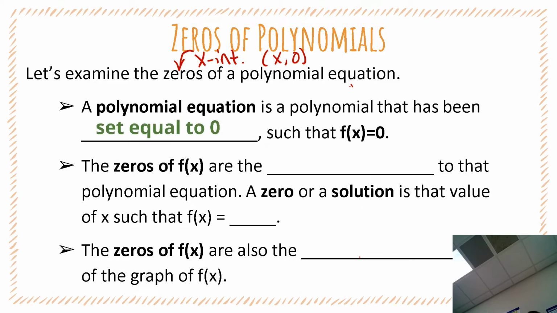Good. So a polynomial equation is a polynomial that has been set equal to 0, such that f of x equals 0. So when we set y equal to 0, that's when we're finding the roots, the solutions, the x-intercepts, the zeros. The zeros are the solutions. So another name for zero is solution. Again, it's what value of x when we set f of x equal to 0. So what is x when y is 0? And again, they're also called the x-intercepts.